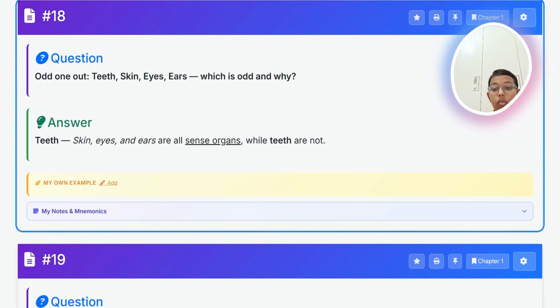Odd one out. Teeth, skin, eyes, ears. Which is odd and why? Skin, eyes and ears are all sense organs, while teeth are not.